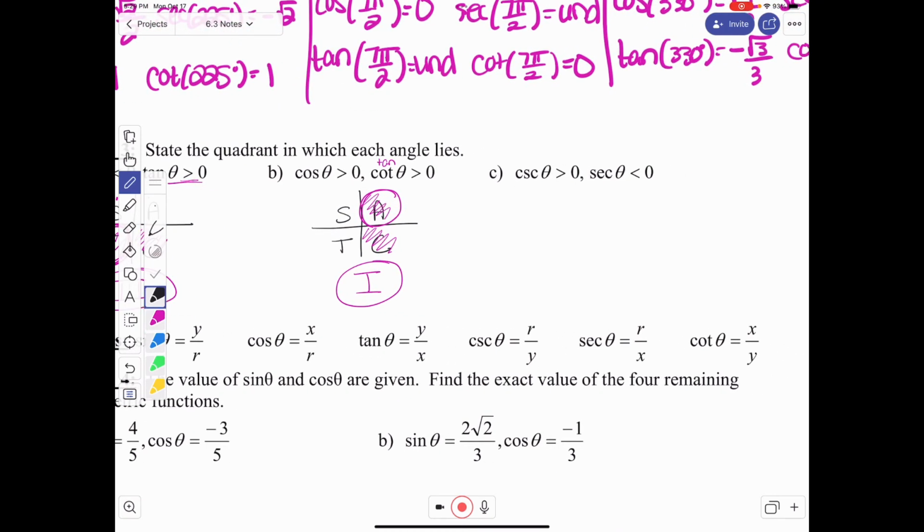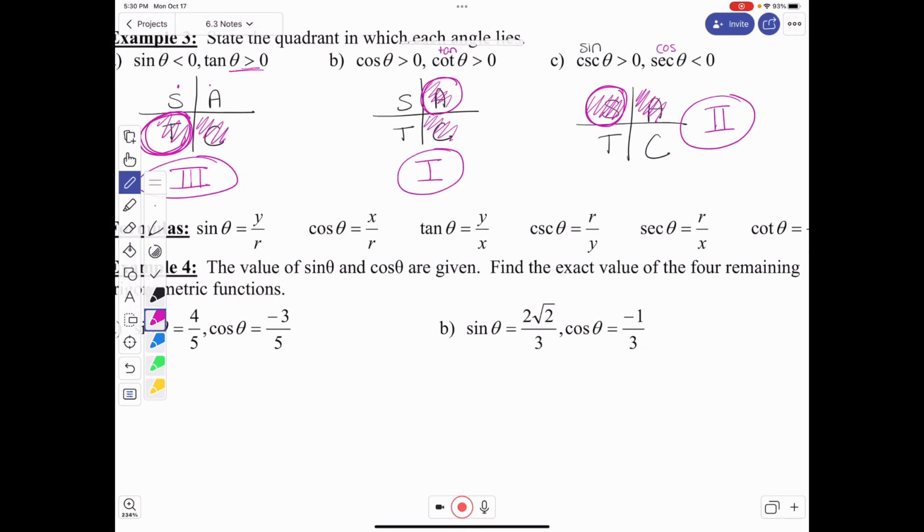All right, so on our last one here. Remember, cosecant is the inverse of sine, so it's positive in quadrant 1 and quadrant 2. And then secant goes with cosine, and it's negative. Out of these two, where is secant going to be negative? Secant's going to be negative in the sine quadrant. So our answer to that one is going to be quadrant 2.